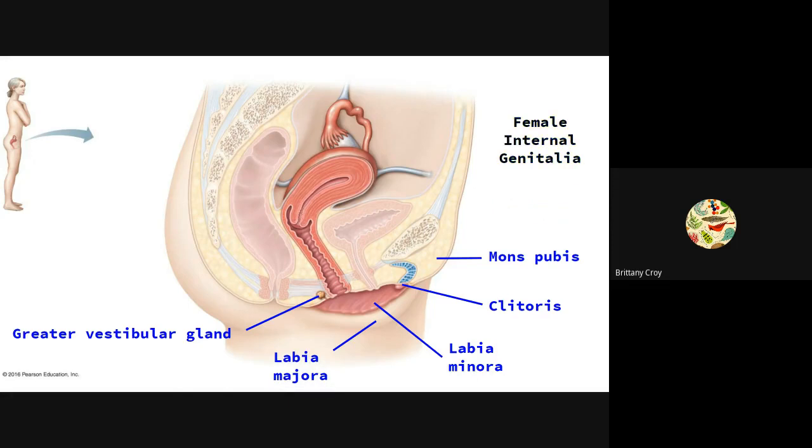Now we're going to move on to internal genitalia, starting off with the vagina. The vagina is also known as the birth canal. This is where the baby would come out during birth. This is also where blood comes out when you're on your period. And it's the female copulatory organ because this is where the penis goes during intercourse.